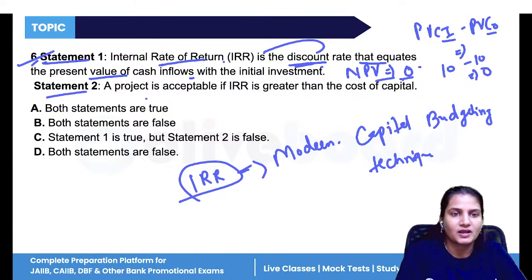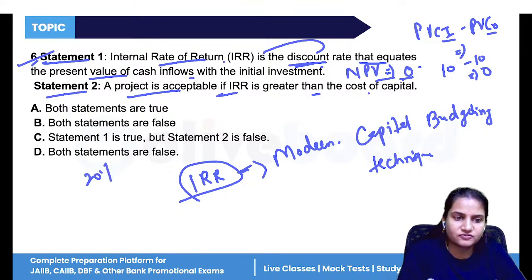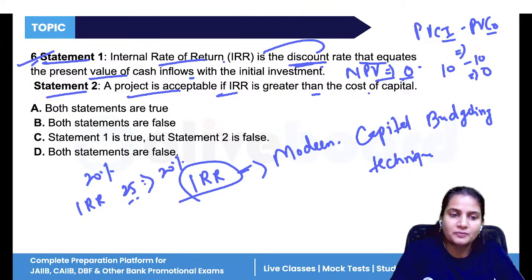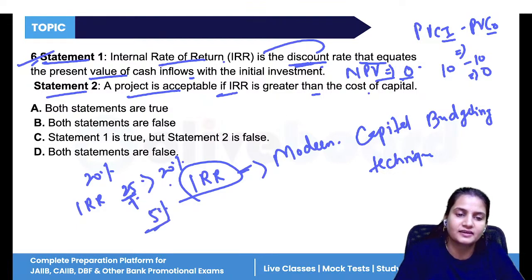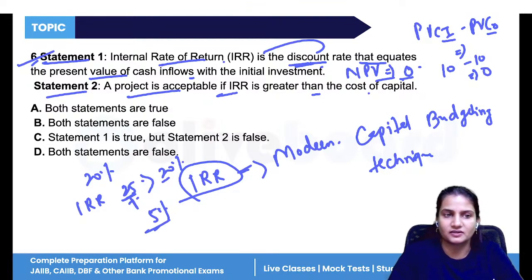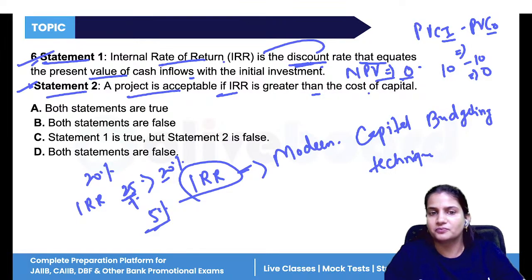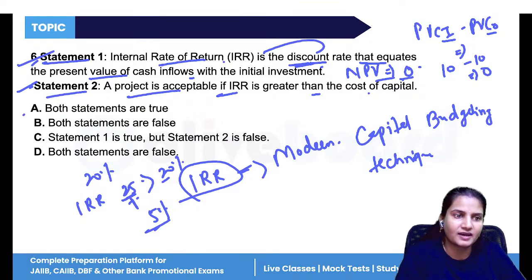Now, a project is acceptable if IRR is greater than cost of capital. Suppose your cost of capital is 20% and your internal rate of return is 25%. So if your IRR is greater than your cost of capital, we will accept that project. Why? Because the rate of return is higher. Rate of return is 5% higher than the cost of capital. So in this case, we will accept the project. So both the statements are true.